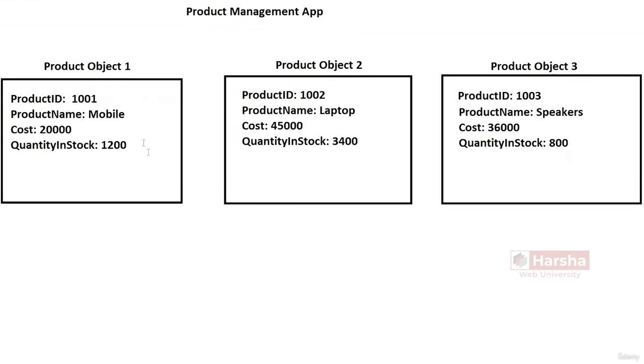So in heap memory, these three objects are stored like this. But the default values of the fields are respectively 0, null, 0 and 0. These default values are common for all the objects. So currently the product ID is 0, product name is null, cost is 0, and quantity also 0 for all the three objects. Because as per the data types of C#, for all the numerical types the default value is 0, for string the default value is null.